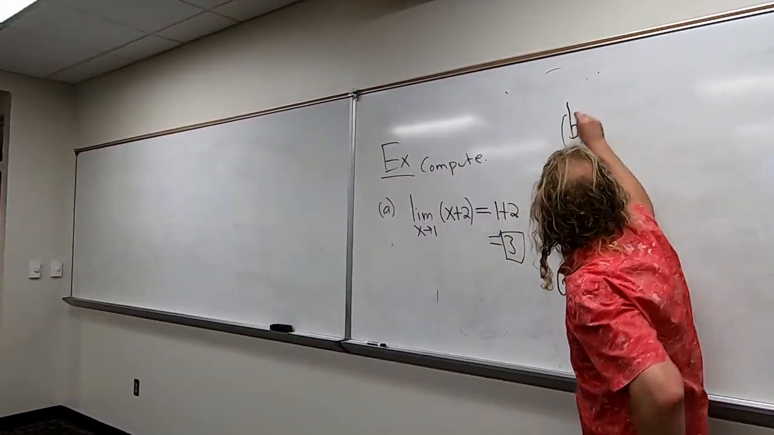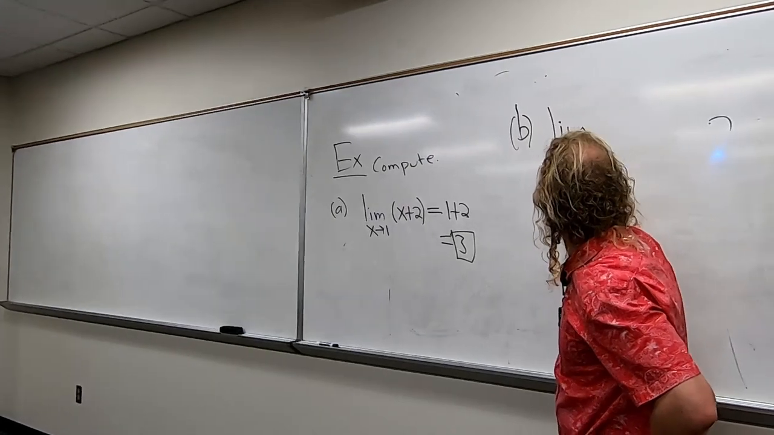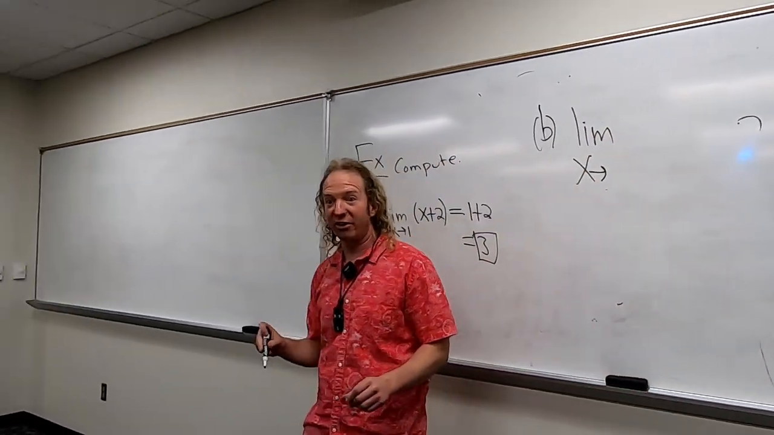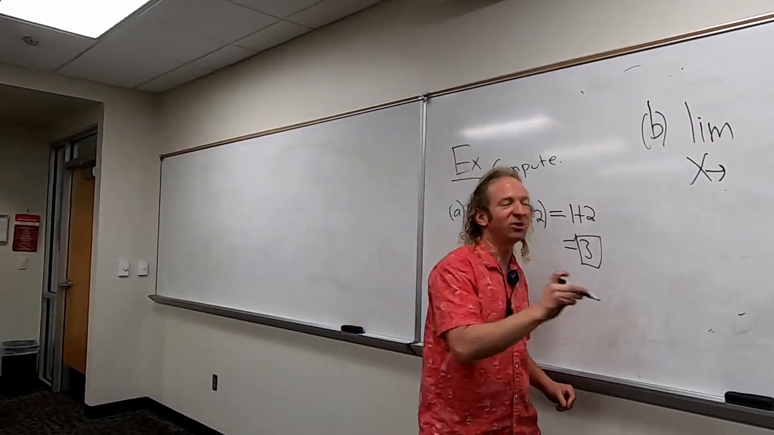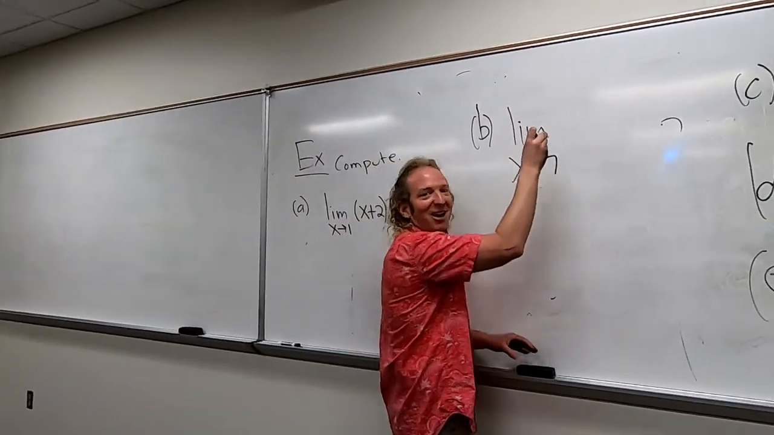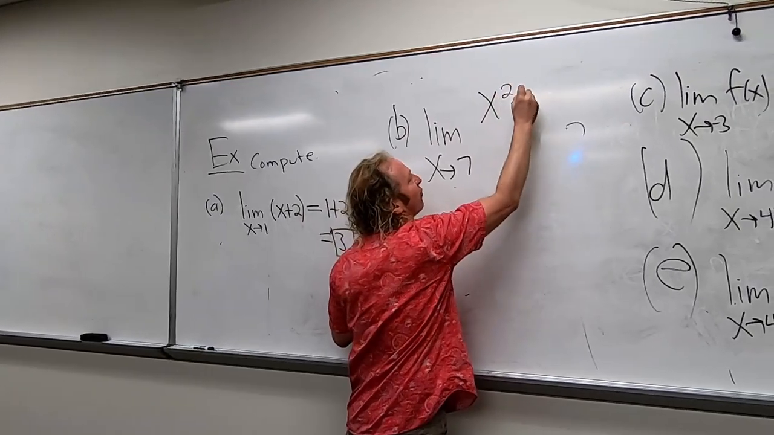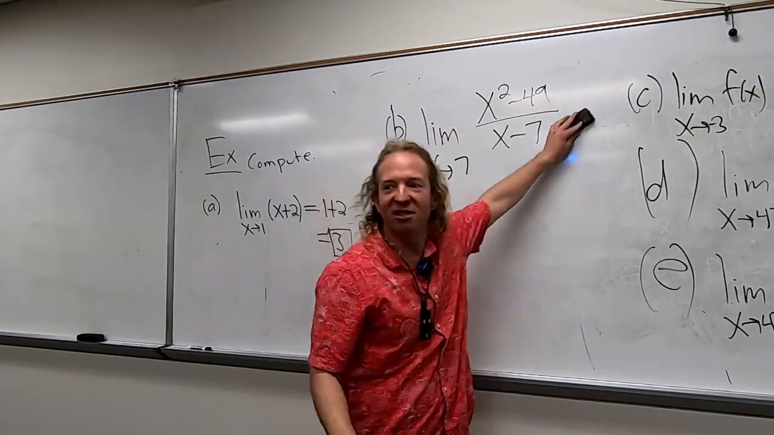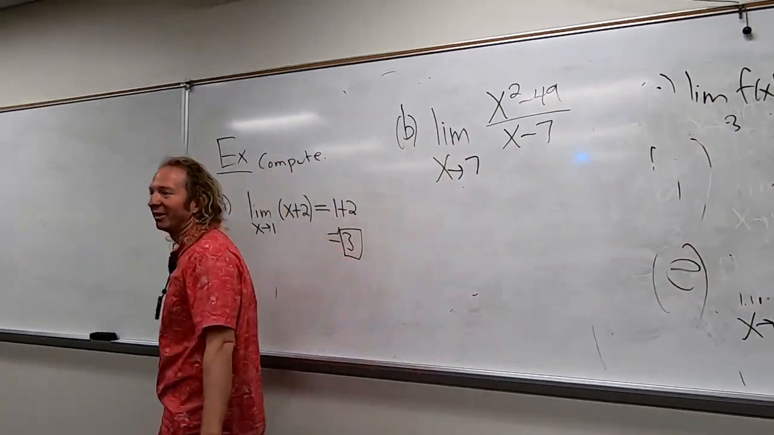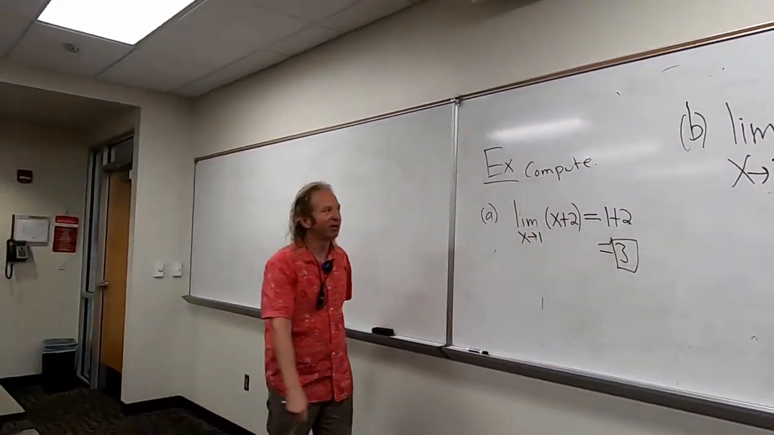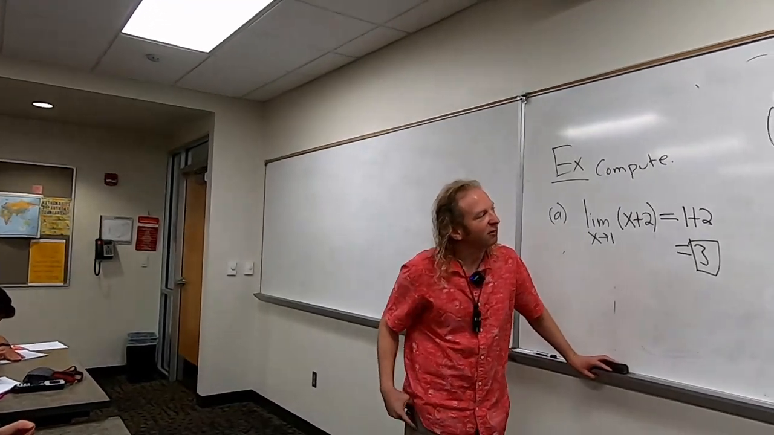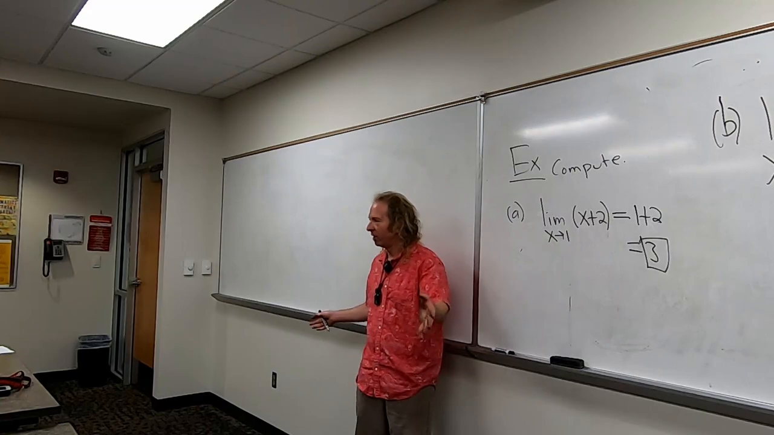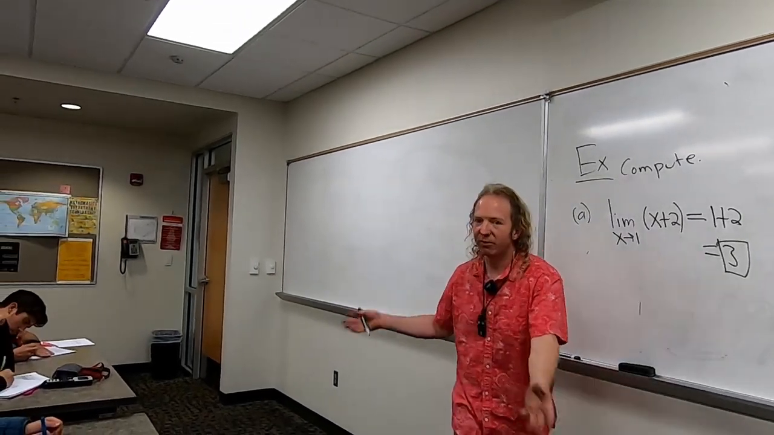B, check this out. Let x approach, what's a nice number? 7. Okay, we could do that. 7, it's a little bit harder. The limit of x squared minus 49 over x minus 7. Nice. This is test level. Yeah, this is next section, right? So the rule is, if you can plug in the number and you get the answer, do it. If not, then just do something else.